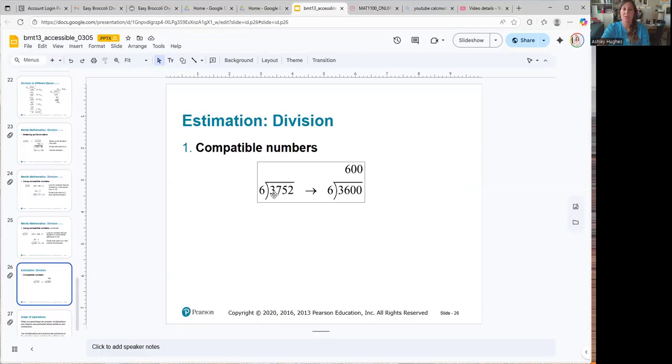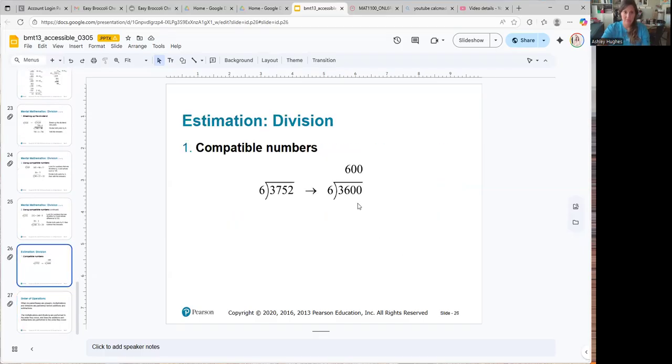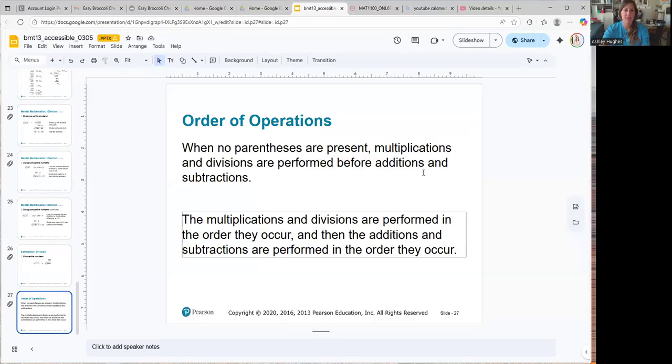So here we're like, okay, 3,752. I know 3,600. 6 times 6 is 36. So 6 times 600 is 3,600. But then you'd have obviously more than that, but this is just an estimation.